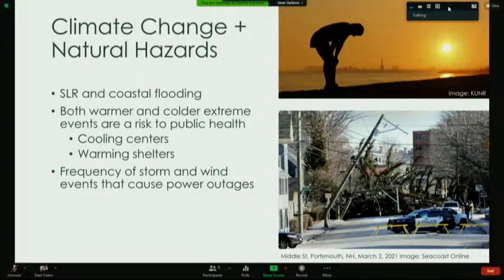I texted Tom and asked him if he had power because his house is nearby. My house is just on the other side of the brick building. So this is my neighborhood here, how it looked two weeks ago. All from one tree, the wind just took a tree down.